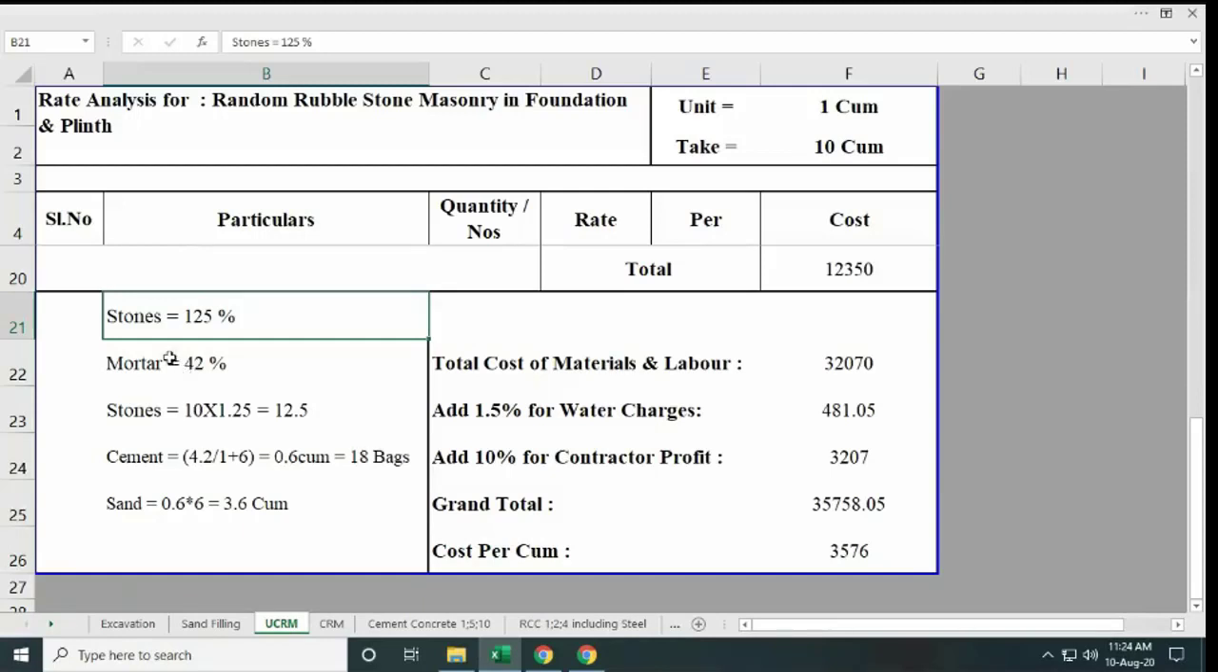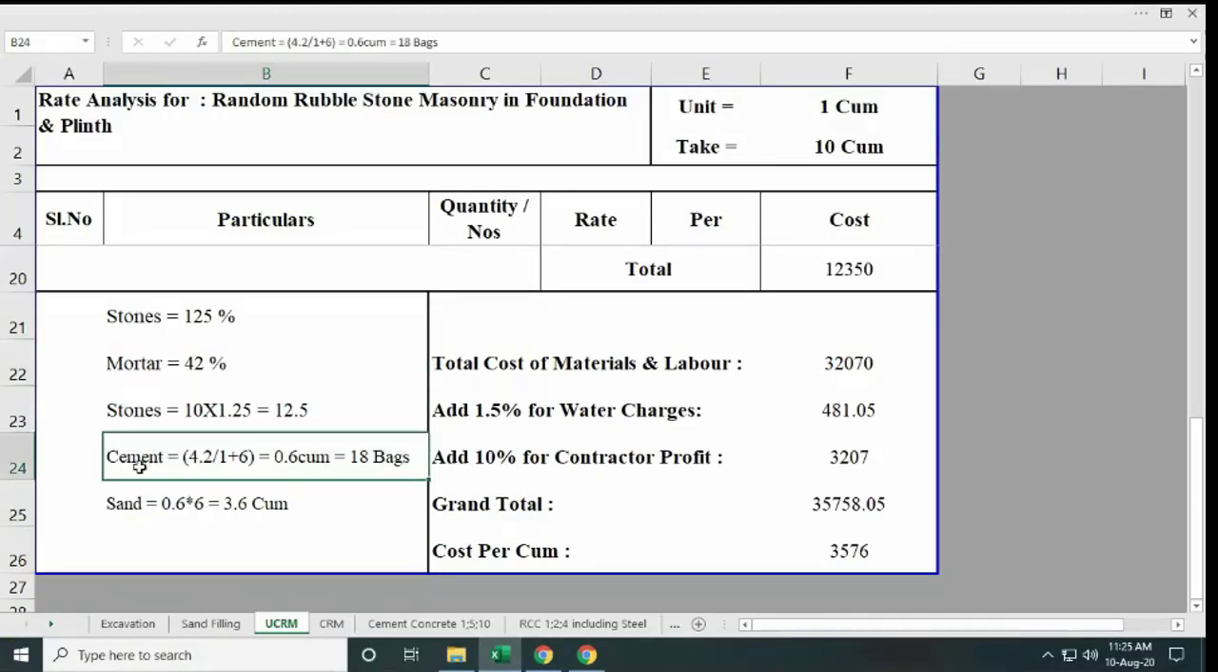Then next is the mortar calculation. How much mortar is required? You can remember these things. We have not derived this; these percentages are given based on experience, and based on that we will do the calculations. So the mortar requirement will be 42% of these 10 cubic meters. 42% of 10 means it will be 4.2 cubic meters. So here you can see 4.2.